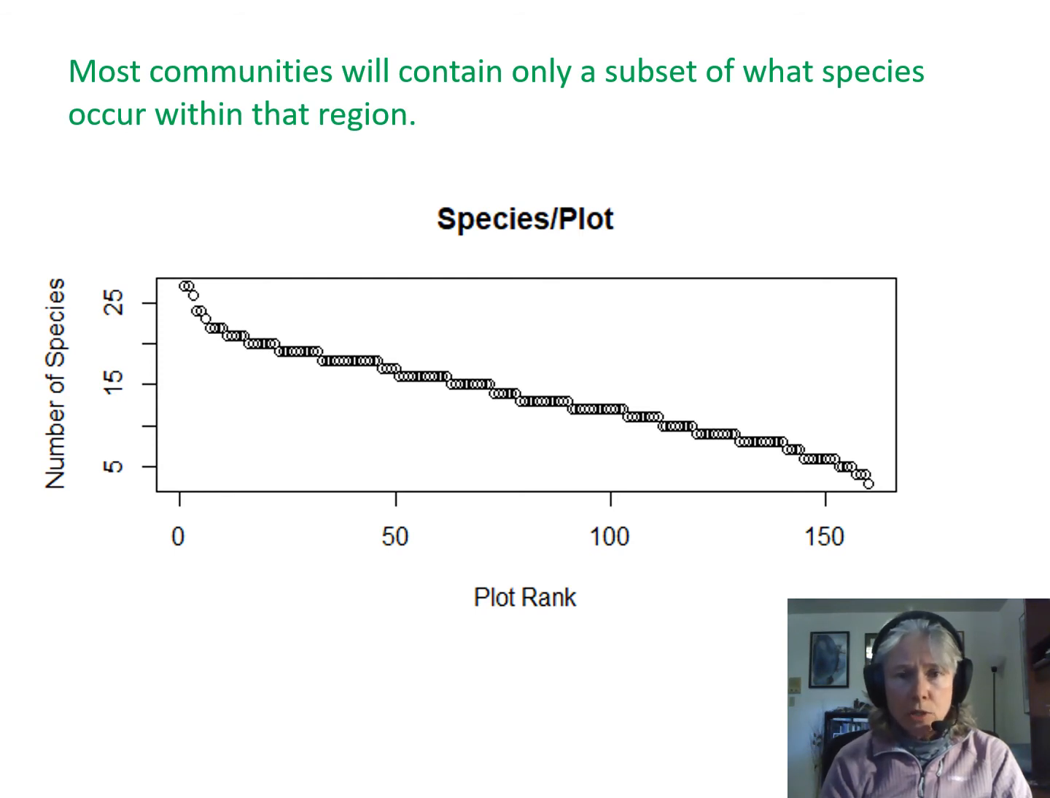So not all species present in a given region, or part of the regional species pool, will be present in any given community for a variety of reasons, such as resource limitation or dispersal limitation or other factors. So most communities will only contain a subset of those species that could occur within that region.